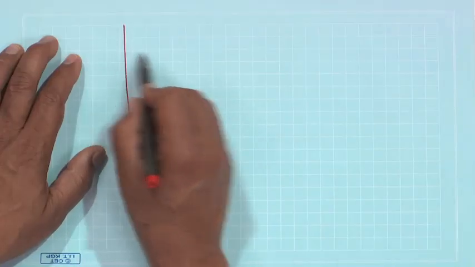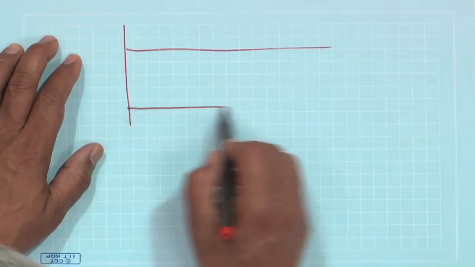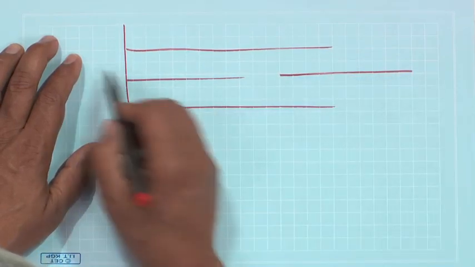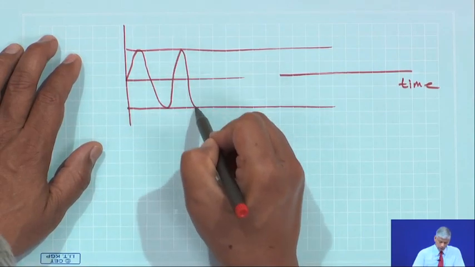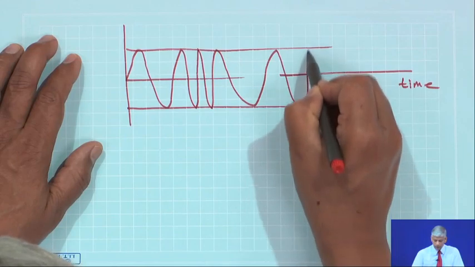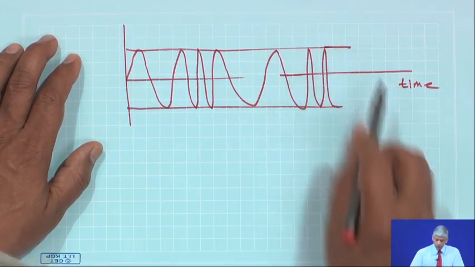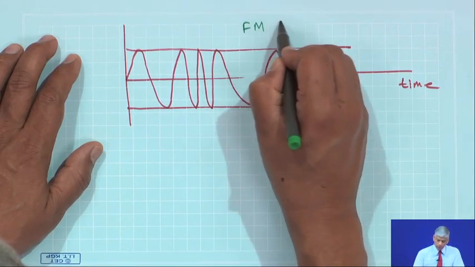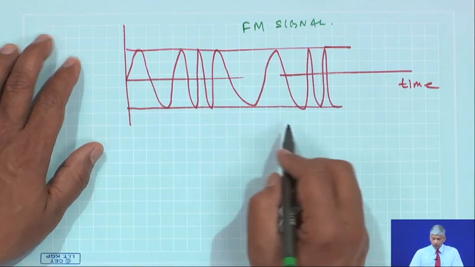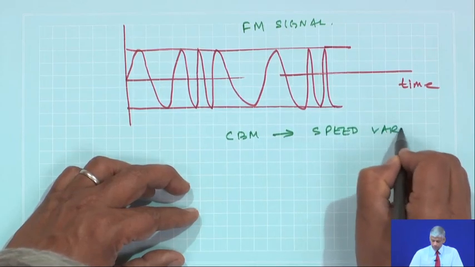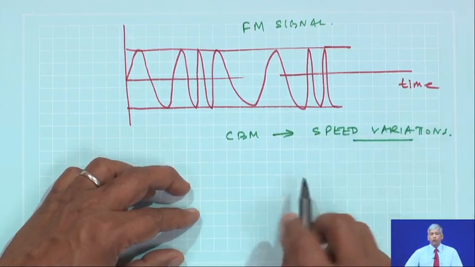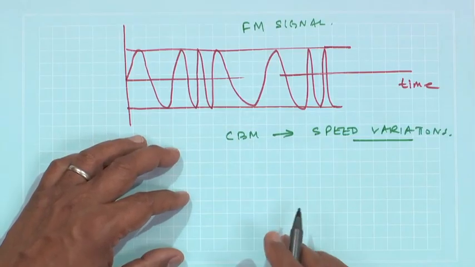Now, another application you will see is in the frequency modulated signal. So, if this is my frequency modulated signal, because in frequency modulation, as the name sounds, the amplitude remains constant. So, the frequency is decreasing and then suddenly increasing and again decreasing and again increasing and so on. So, this is an FM signal, and FM signal in CBM occurs because of speed variations. Particularly in machines which are supposed to operate at constant speed, they normally do not because of fluctuating power supply.